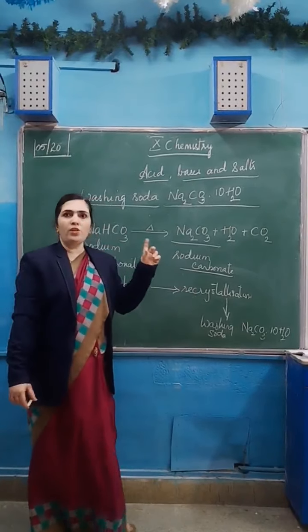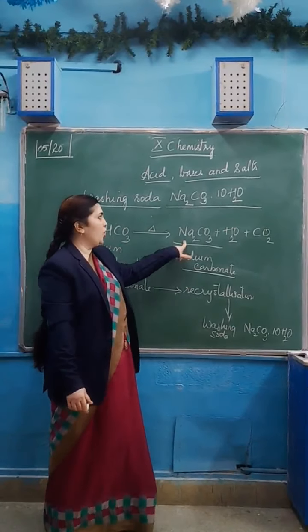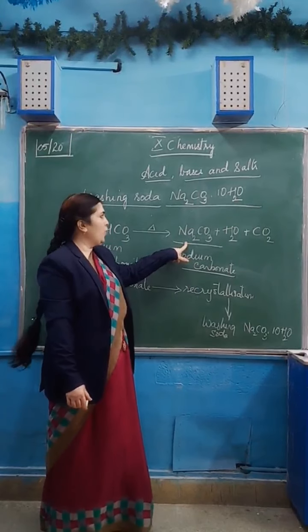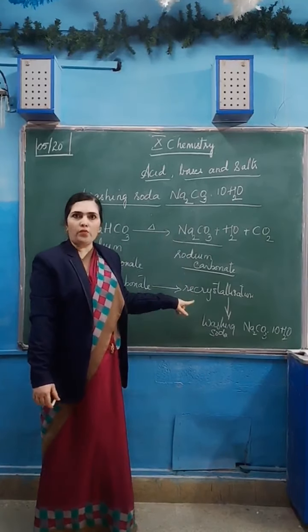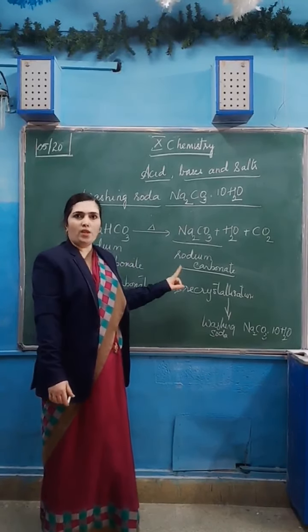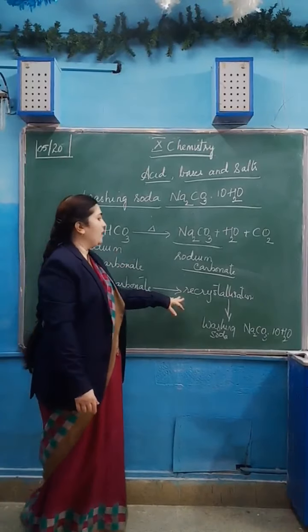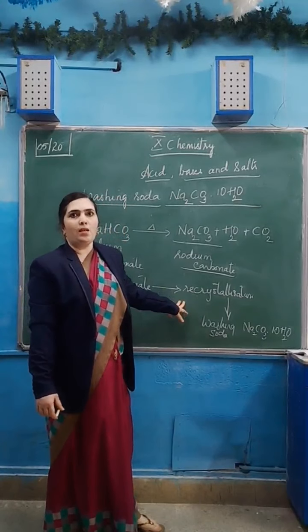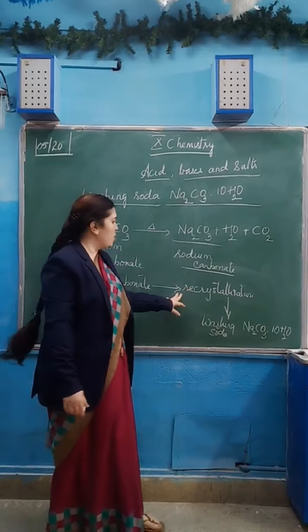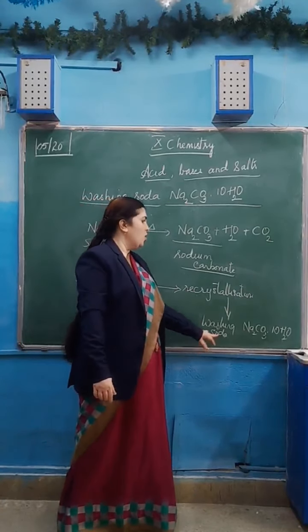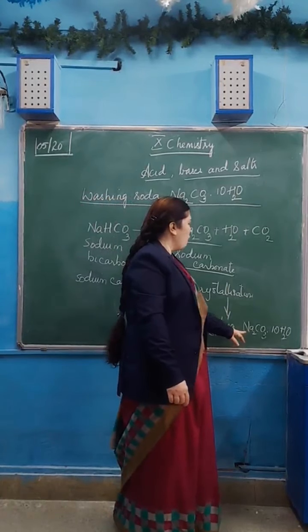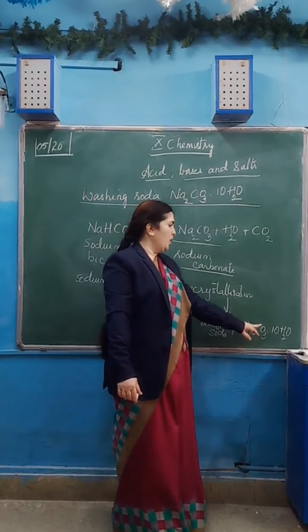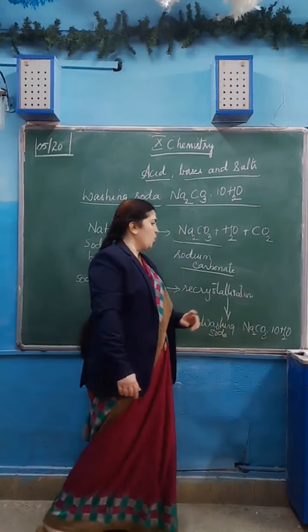Recrystallization is dissolving the solute in the solvent. Na2CO3 is the solute. You dissolve it in the solvent, forming the solution, and filter that solution. The impurities come out, and you allow the solution you obtain to evaporate. Then you will get the crystals of washing soda. The washing soda formula is Na2CO3.10H2O.